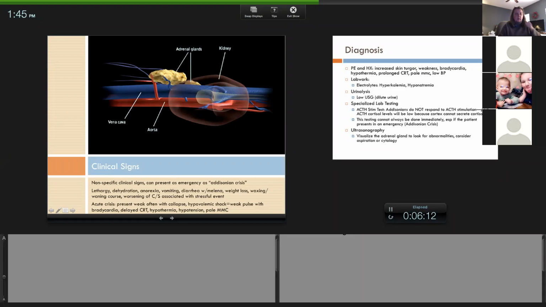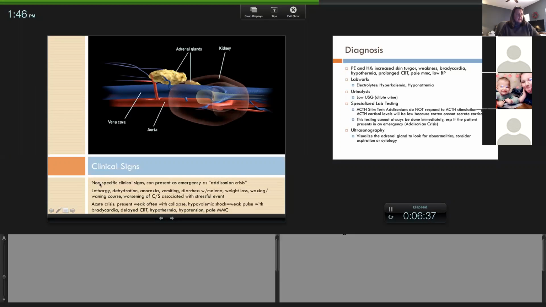So what are the clinical signs? The problem in Addison's disease versus Cushing's: Cushing's has the very classic pot belly, muscle wasting, PUPD, polyphagic kind of appearance. Like sometimes you can spot a Cushing's dog a mile away just by looking at it. Addison's is a little bit different.